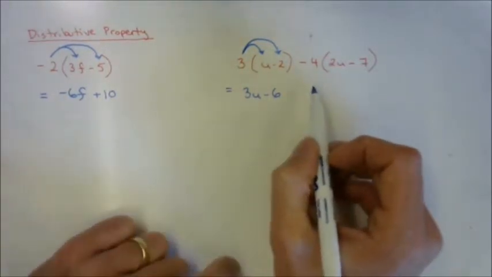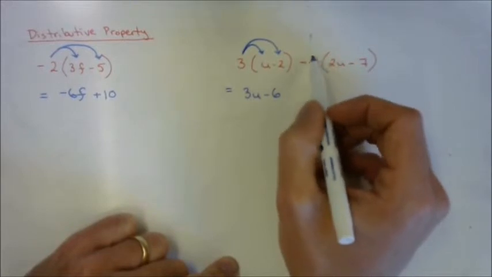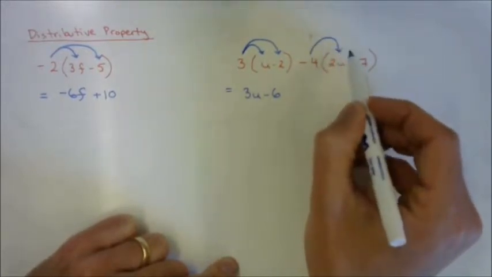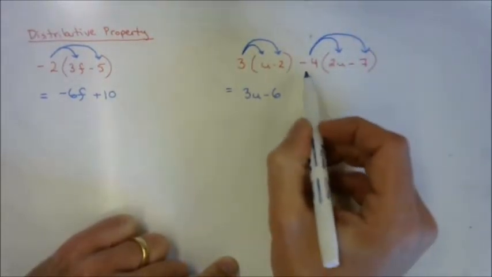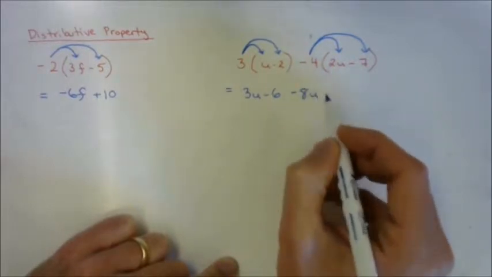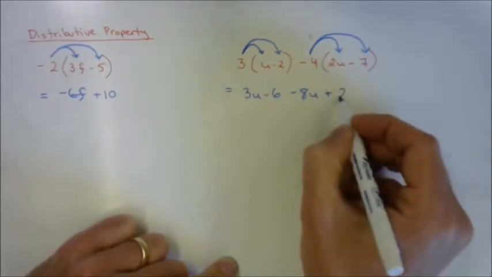Now here, there's a couple different ways you can do it. We're going to keep the negative sign with the 4. I'm going to multiply negative 4 times 2u and negative 4 times negative 7. Negative 4 times 2u is negative 8u. Negative 4 times negative 7 is positive 28.